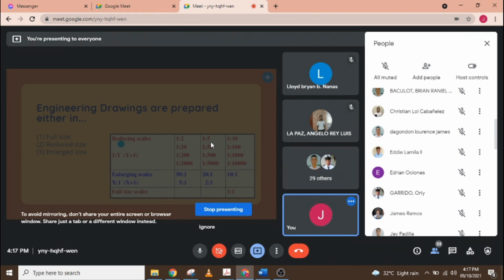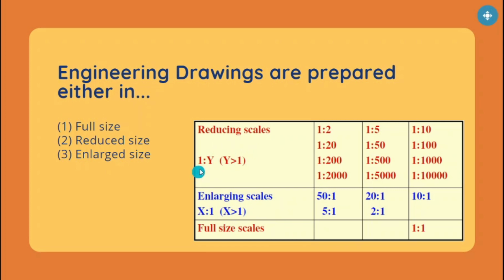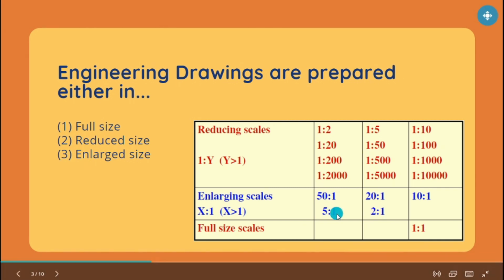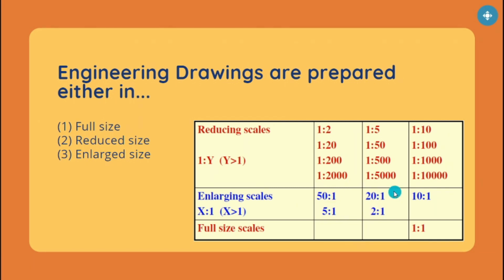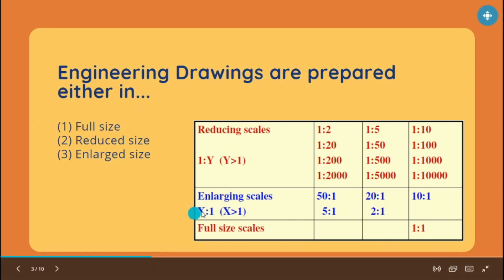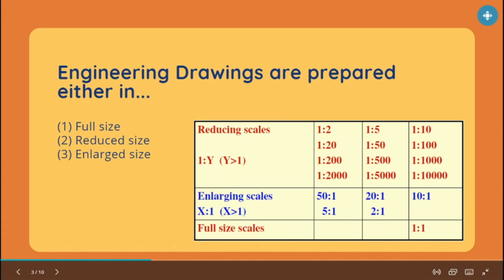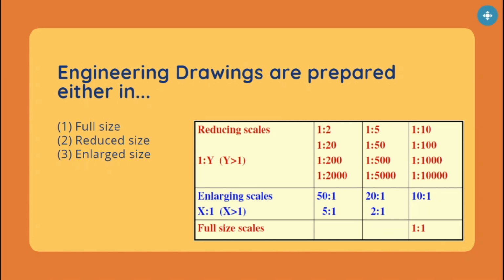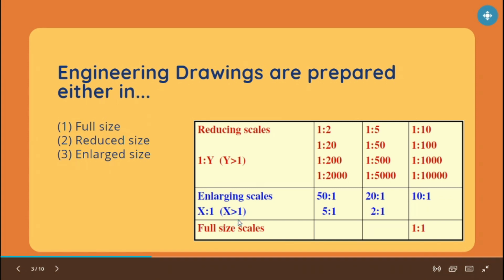Look here, class. In the reducing scale, we have 1 on the left side. In the enlarging scale, it's always 1 on the right side of our representative fraction. So it's always 1 on the left for reducing, and the right is greater than 1. For enlarging scales, it's always the left that is greater than 1. So that is the difference of these drawings: enlarging, reduced, and full size. Okay? So let's now move on.